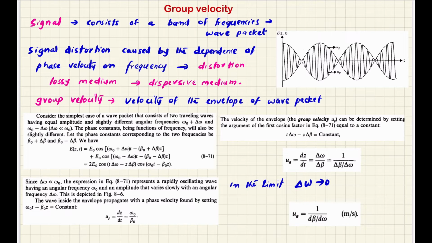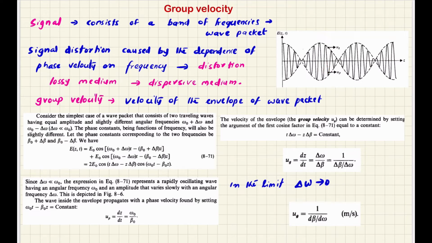In such cases, since different frequency components have different phase velocities, we can define a common velocity parameter which is called group velocity. Group velocity is the velocity of the envelope of the wave packet. Here you can see there is a signal and individual waves superimpose to form a wave packet, and you can see there is an envelope, which is the outer portion of the signal. The velocity of this envelope is called the group velocity, and the velocity of the individual waves in the packet is called the phase velocity.